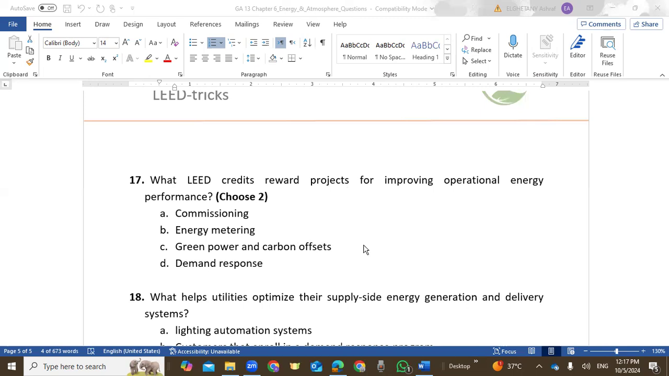Green power and carbon offsets, it's not efficiency. It is an alternative or offsetting. So green power and carbon offset is not with us. So I will choose between A, B, and D.